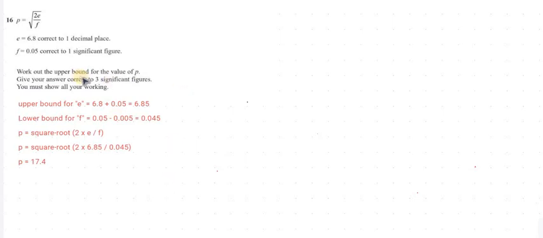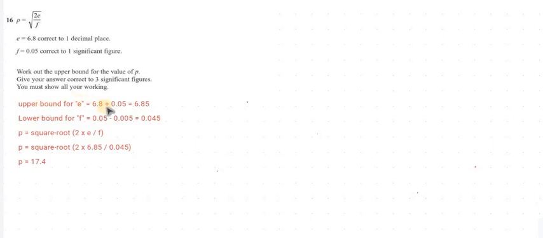Okay, so to find the upper bound of P, which means the largest possible value, because we're dividing, E is on top, F is on the bottom, to get the largest value from this expression, E has to be the largest it could be, and F has to be the smallest it could be, to get the largest possible value of P.